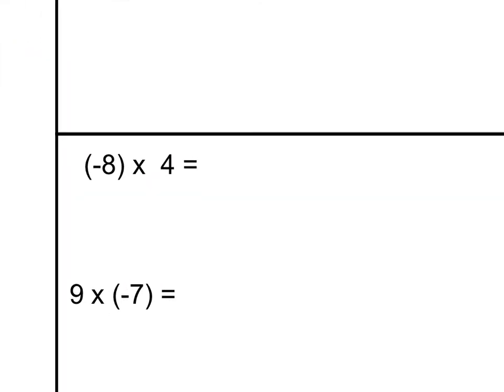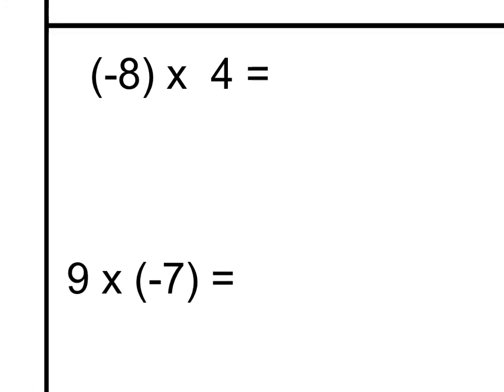Let's start with an easy one. Let's start with negative 8 times 4. Write that problem down. Negative 8 times 4. All right. First thing I want you to do is just multiply those two numbers as if the negative sign was not there. So what is 8 times 4? 32. Pretty simple, yes.